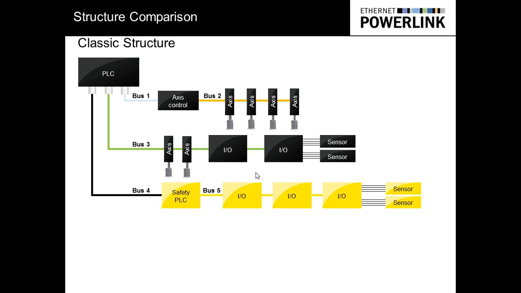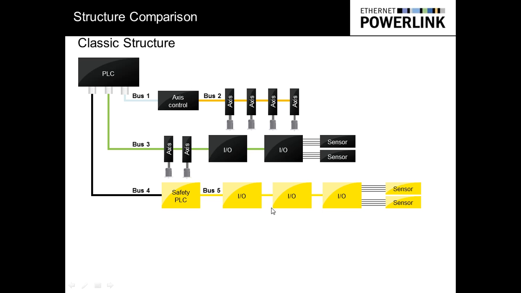If you think about the classic structure of a machine today, machines today have or can have a variety of fieldbuses. In this example, you have a PLC, the main controller, connected to a bus which has access control, and from that access control you have a bunch of axes connected. Then you have another bus with more axes, more I/O, and a bunch of sensors connected to the I/O. Then you might have another bus connected to the safety system, and a bunch of I/O there.